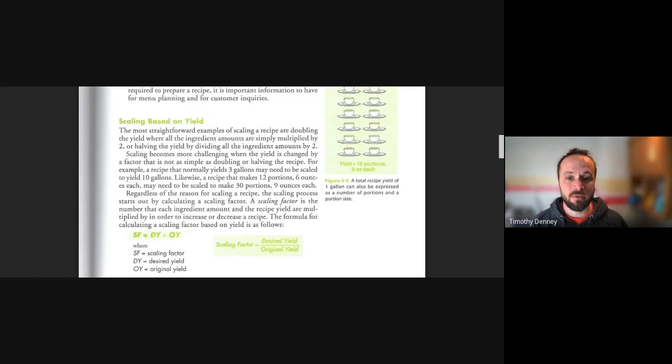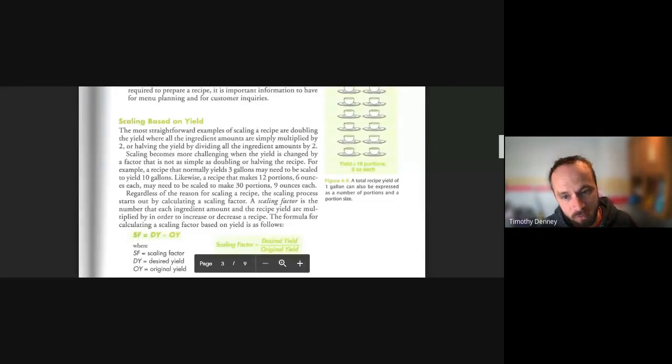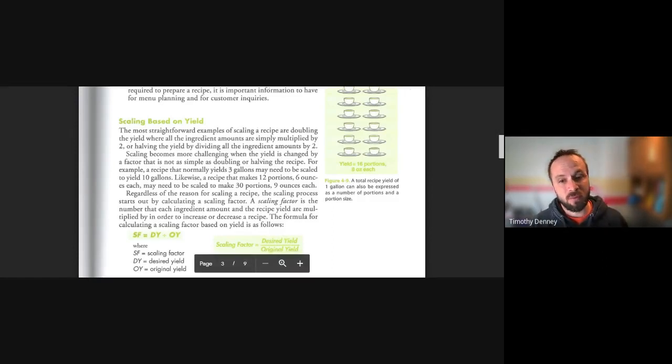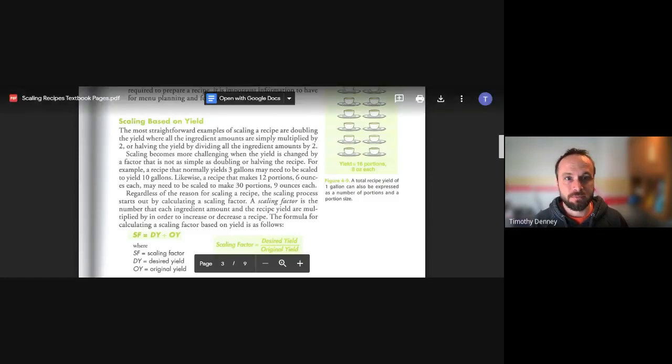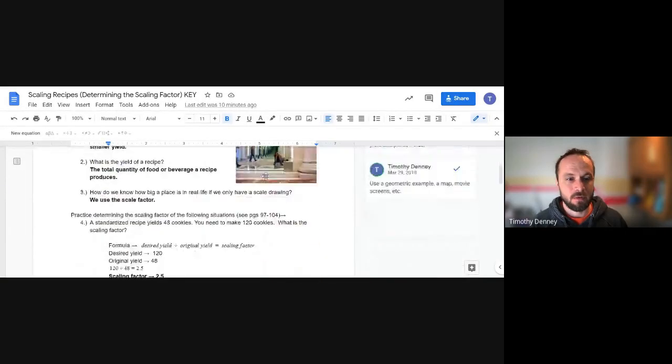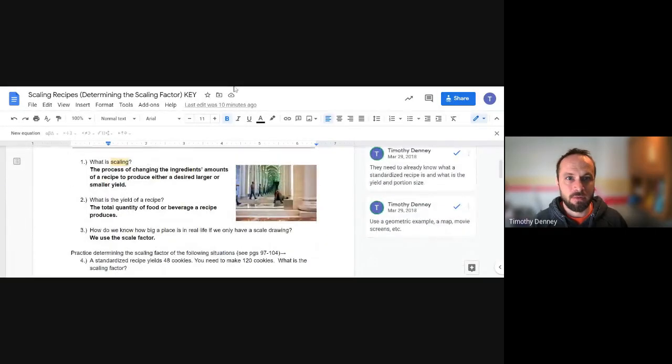And how we find the scaling factor is pretty simple. We take the desired yield over the original yield, and what over means, this fraction here, means divided by. So to find the scaling factor, we take what we want, how much stuff we want to make out of this recipe, the desired yield, divided by what the recipe says it makes. So I'll switch back to the problem here.